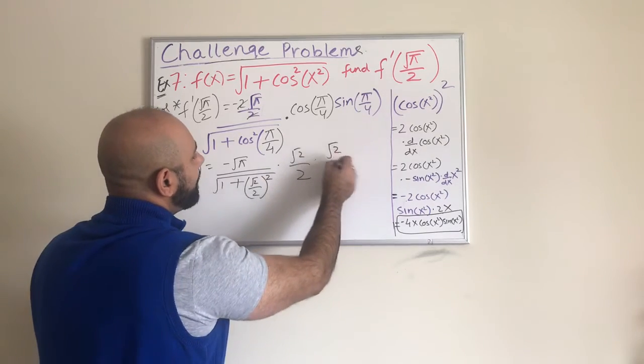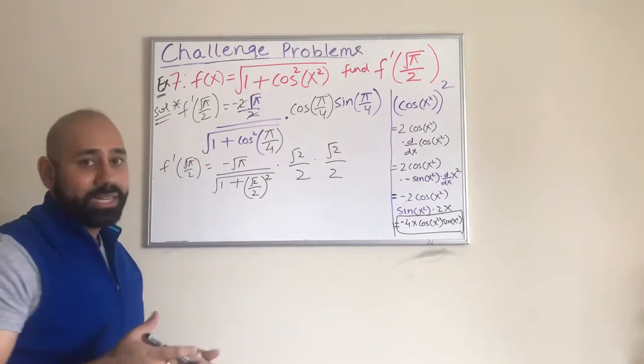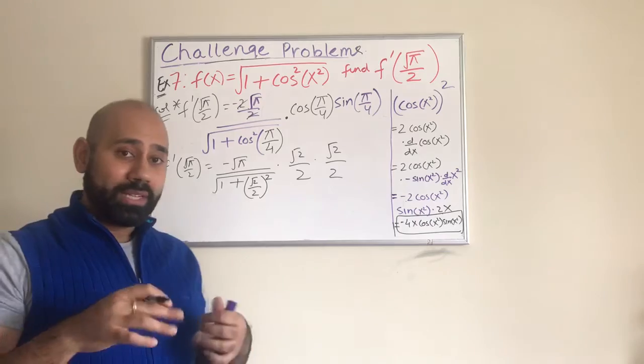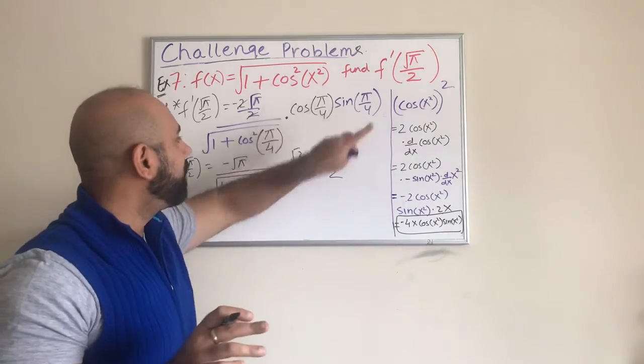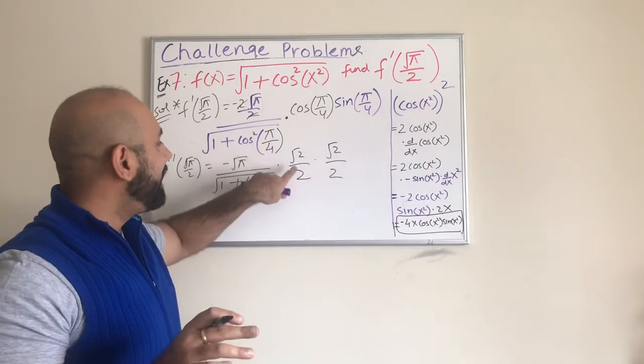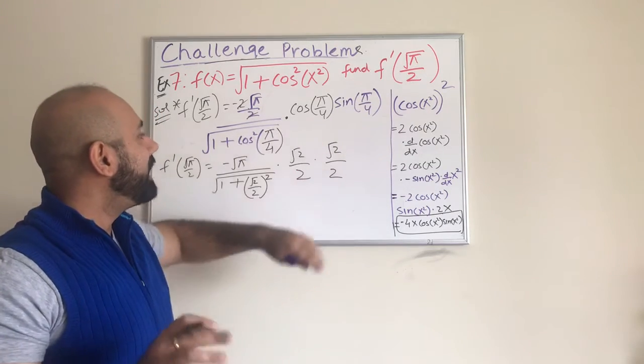Sine pi over 4 is also radical 2 over 2 because cosine and sine are equal when the angle is pi over 4. I don't know why I'm saying pi over 2. It's pi over 4 for both cases. The values are radical 2 over 2 for both cosine and sine.